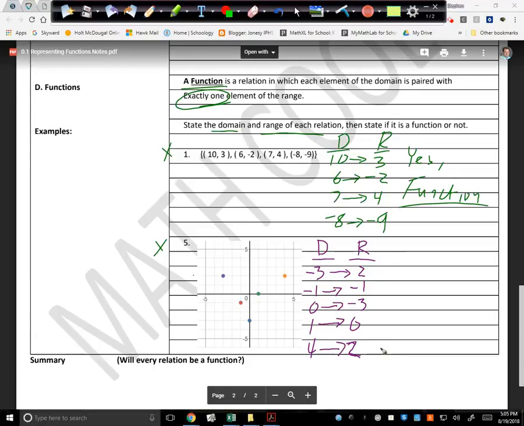Okay, one thing that could confuse you here is we've got two range values that are the same. That's fine because each one of them is paired with a different domain value. If two elements in the domain were the same, then we would have a problem. But because two elements in the range are the same, it's not a big deal. So yes, this is a function.